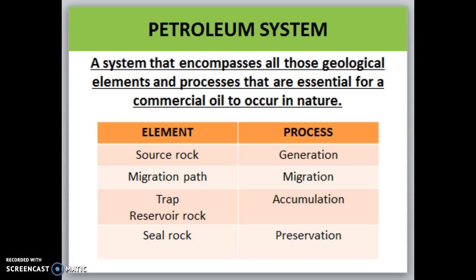So generation starts from the source rock, where the source rock generates the oil and then expels the oil when there's a cracking of the kerogen. The oil later migrates through the migration path and then accumulates in the trap and reservoir. And the seal rock here acts to prevent this oil from going up to the surface.